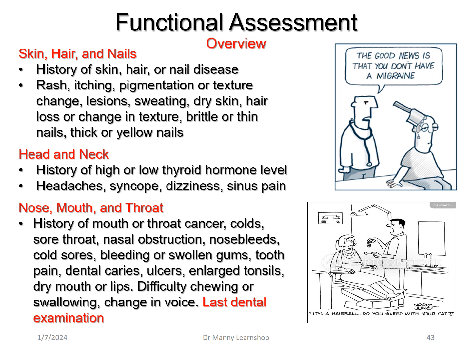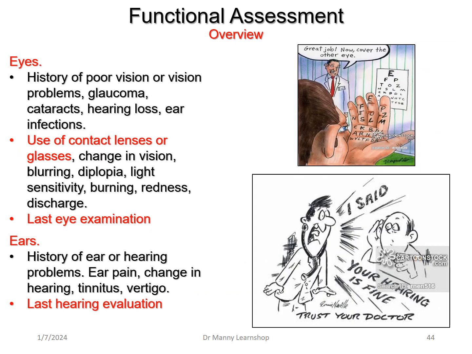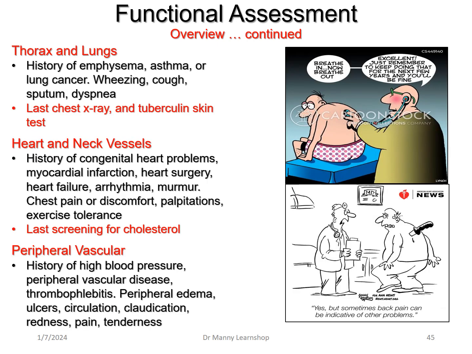As an overview, we would look at skin, hair, nails. We would look at their head and their neck. We would look at their nose, throat, their mouth. We would look at their eyes, their ears. We would examine and evaluate their thorax and lungs, their heart, neck vessels, the peripheral vascular system.